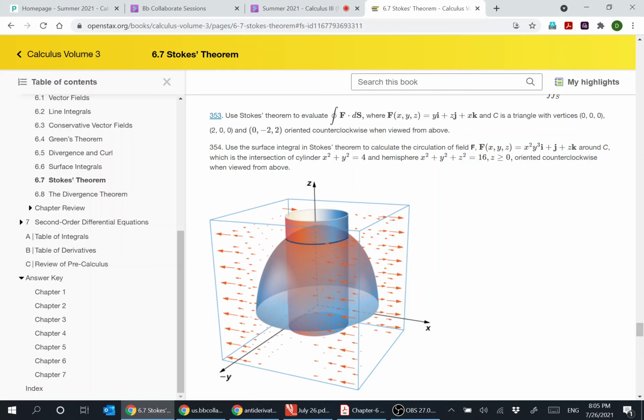The disk that has C as its boundary, and that disk is just x is equal to x, y is equal to y, and z is equal to something. Z is equal to the square root of 12. So x is x, y is y, z is square root of 12. So that's the surface you would use, right? Instead of that hemisphere. Okay.